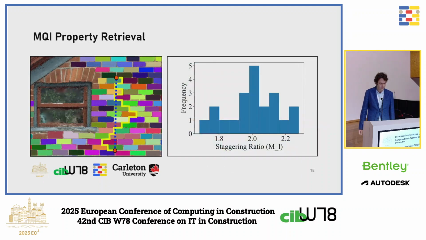So as such, this pipeline was implemented on our case study, which obtained a collection of staggering ratios as shown here. For example, for the southwestern elevation, a total of 21 staggering paths were sampled, resulting in ratios ranging from around 1.7 to 2.3, which is well above the threshold of 1.6 for both single and double leaf masonry walls. Therefore, the corresponding MQI parameter is considered to be fulfilled.